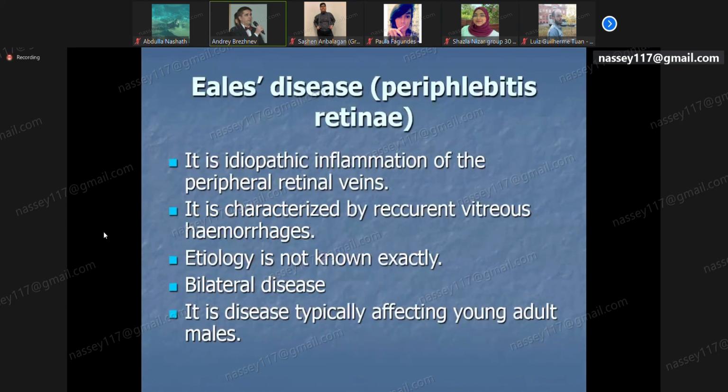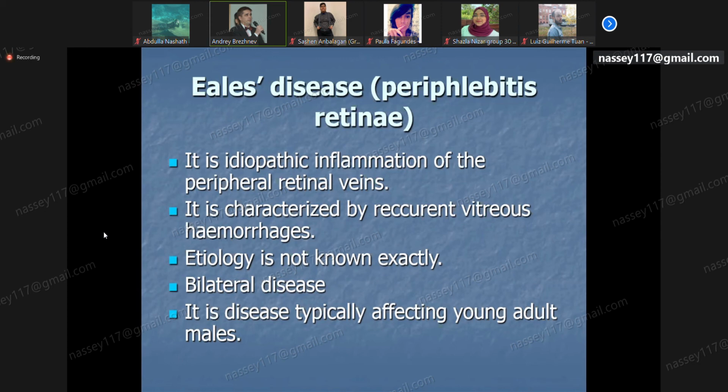Periphlebitis retinae or Eales disease. It is idiopathic inflammation of the peripheral retinal veins. It is characterized by recurrent vitreous hemorrhages. Etiology is also not known exactly. So you have a chance to become a famous ophthalmologist because the field of scientific research work is very wide, in case of retinal disorders. So if you want, you can try to solve all these problems.